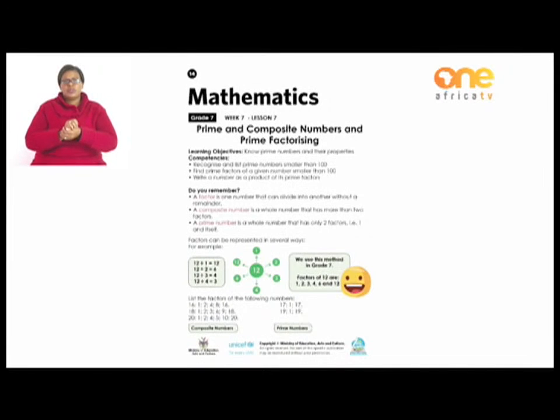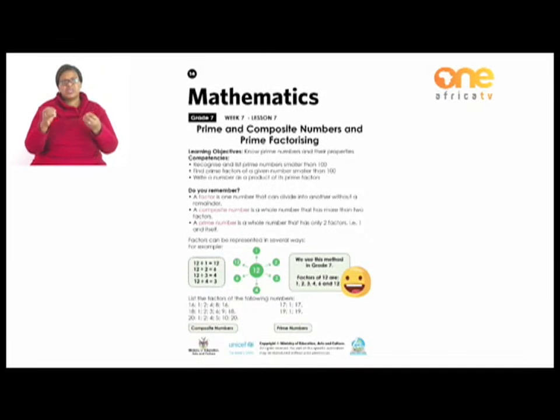Do you remember? A factor is one number that can divide into another without a remainder. A composite number is a whole number that has more than two factors. A prime number is a whole number that has only two factors, for example, one and itself.